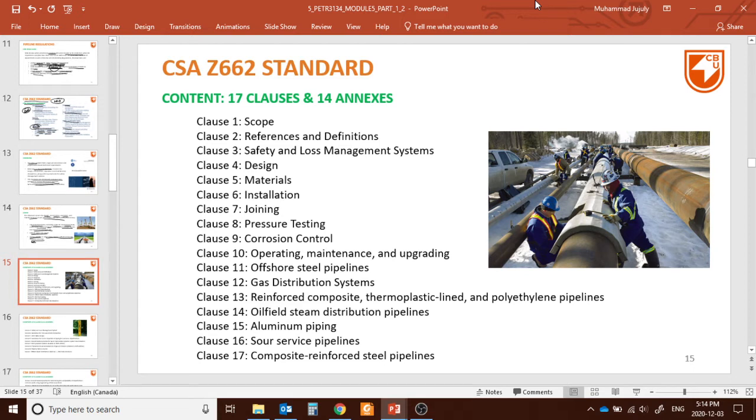So the CSA Z662 has the scope, definitions, the safety and loss management system, design, material, installation, joining, pressure testing, corrosion control, operation and maintenance, the offshore steel pipelines, gas distribution systems, different types of plastic or reinforced composite pipelines. These are used for the gas distribution system actually. Or steam distribution system, aluminum piping, and different other types of piping and reinforced steel piping. So these are the clauses.